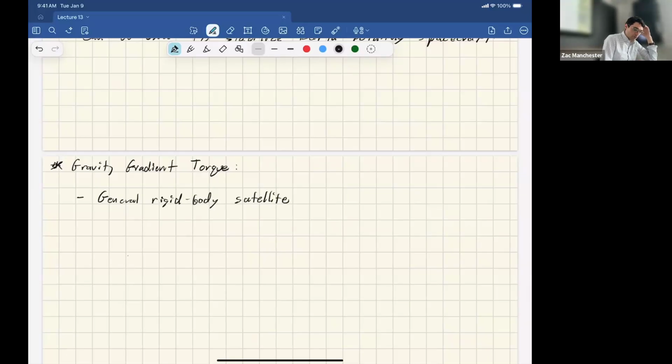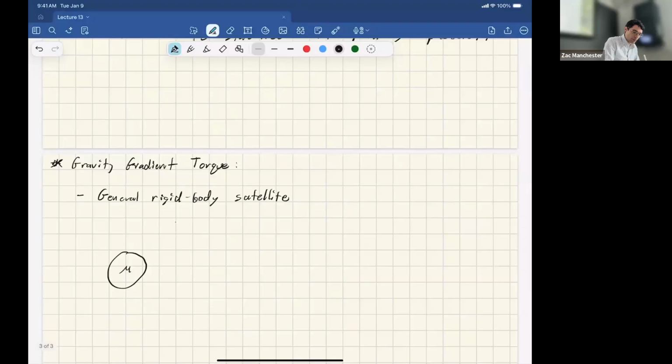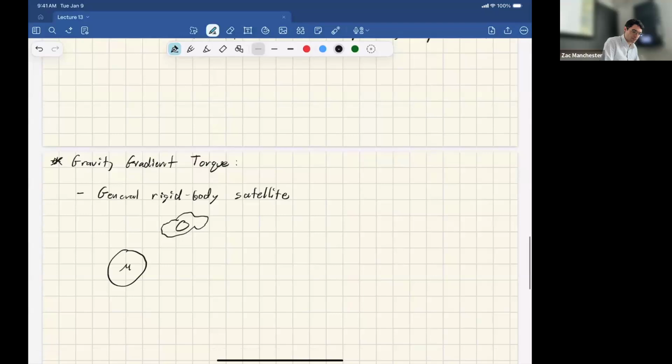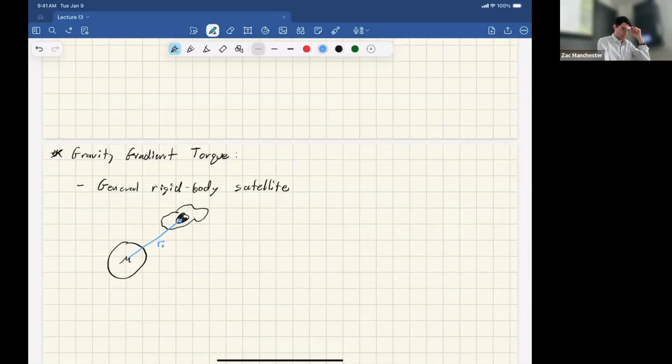We've got our planet somewhere over here. It's got two-body gravity with a gravitational constant mu. Then we've got our potato satellite up here with a weird mass distribution and some center of mass. The way we're going to write this down is we've got a vector from the center of the Earth to the center of the satellite that we're going to call R naught. Then we've got another set of vectors from the center of mass of the satellite to each point of mass in the rigid body. We're going to call those R sub i's.